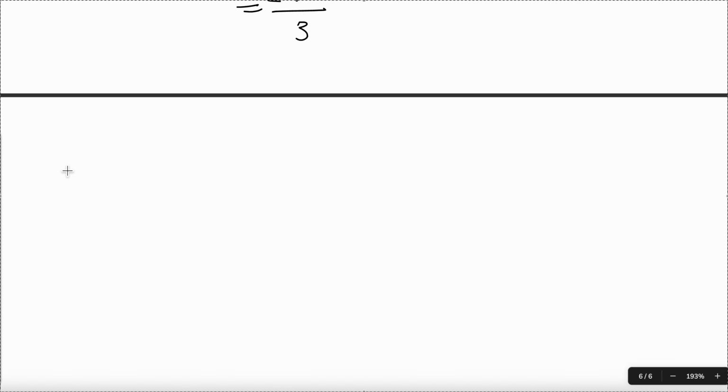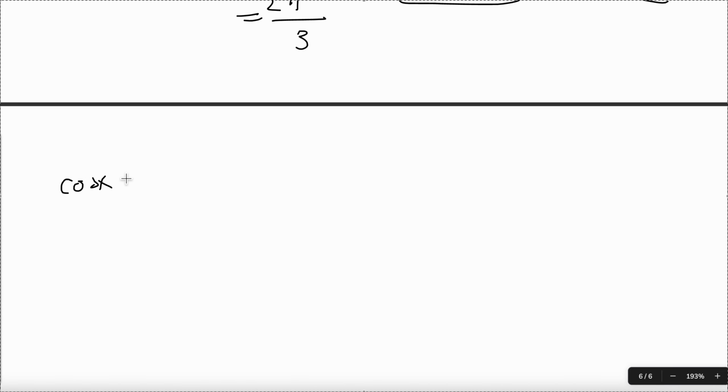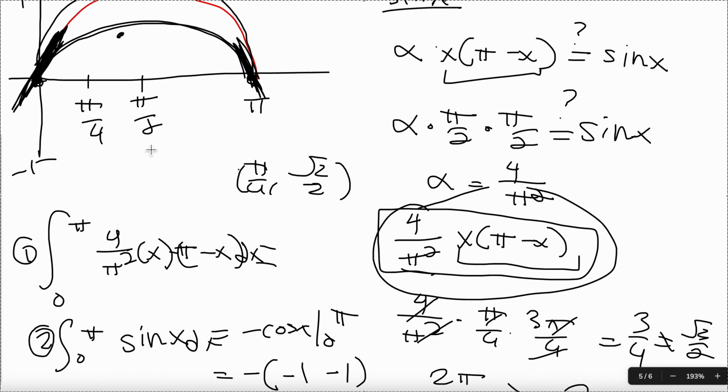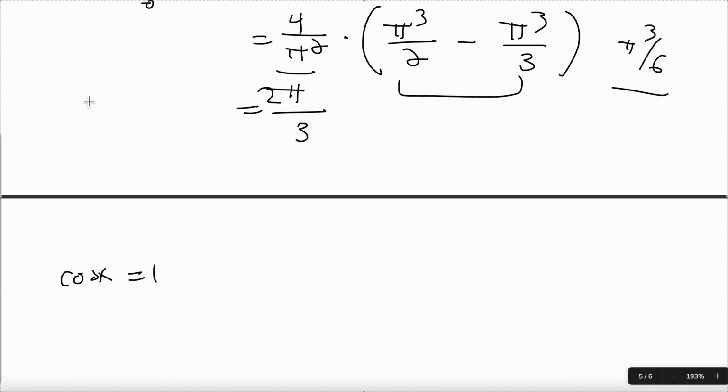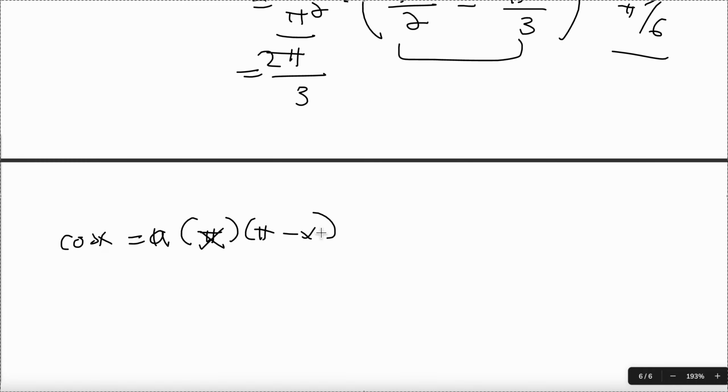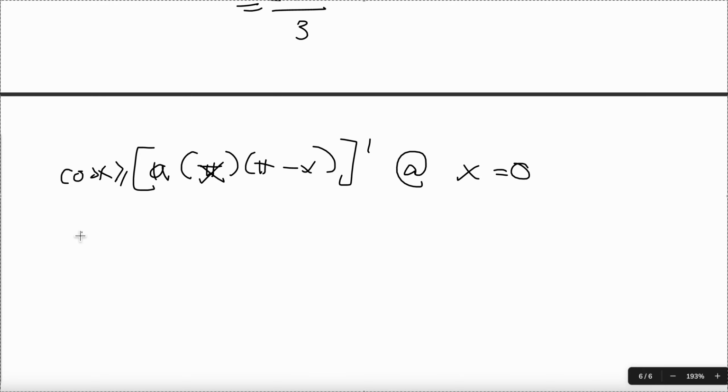So we have d/dx of sine is just cosine. So we have cosine of x at 0 equals 1. So that's the derivative there. And that derivative has to be greater than or equal to the derivative of this function. And the derivative of that is just going to be a times pi minus x. So we have that this function has to be greater than or equal to the derivative of this at x equals 0. So cosine 0, that's just 1. So 1 is less than or equal to the derivative of this function.